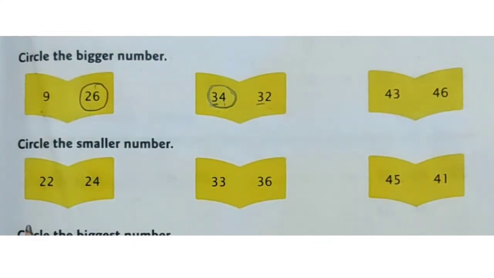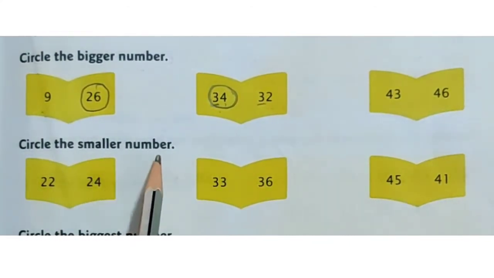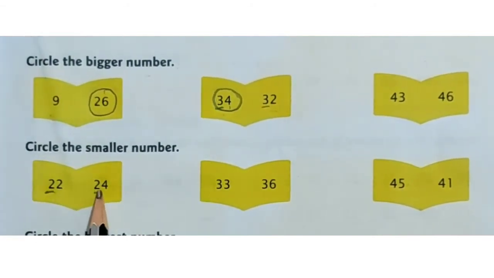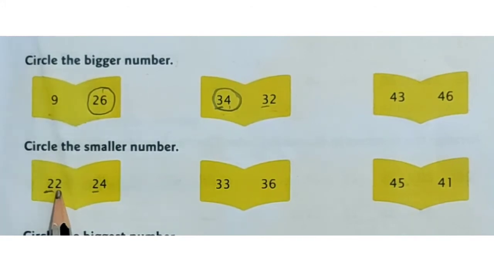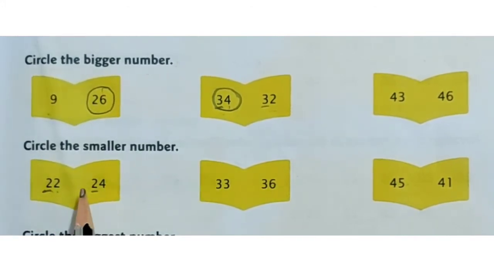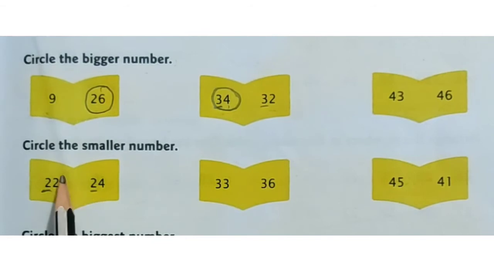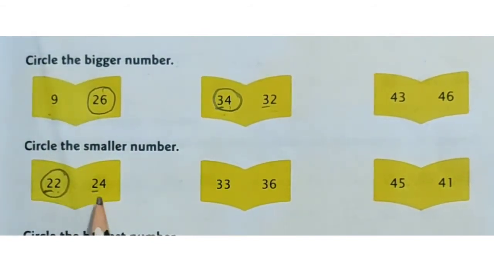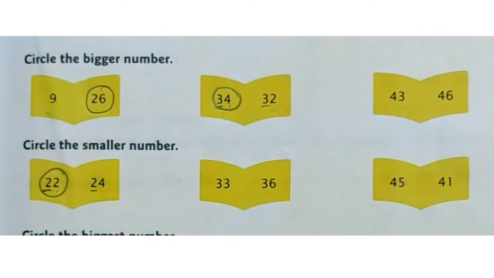Now let's move on to the next heading, that is circle the smaller number. Here we have two numbers, that is 22 and 24. Both are 2-digit numbers. We have to compare the tens place first. In tens place both have 2. So compare the ones place. It is 2 and 4. Now is it 2 or 4? Which number is small? Is it 2 or 4? It is 2. Circle 22. 22 is smaller than 24.